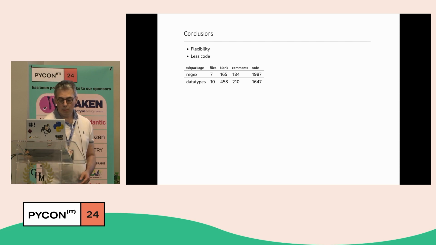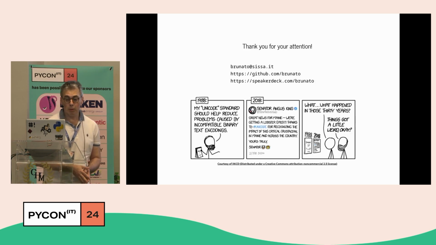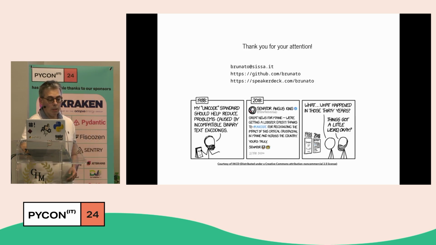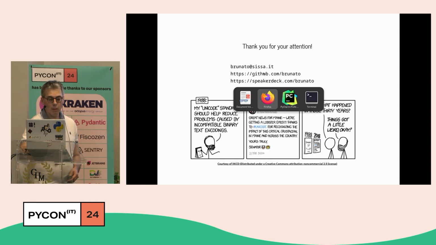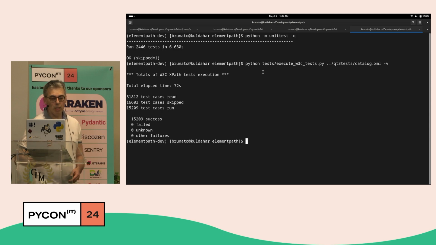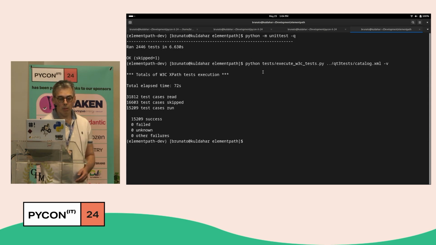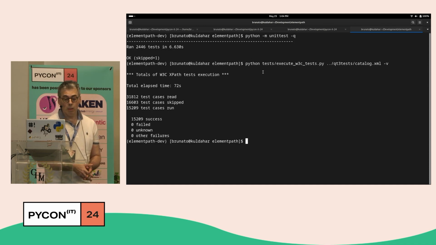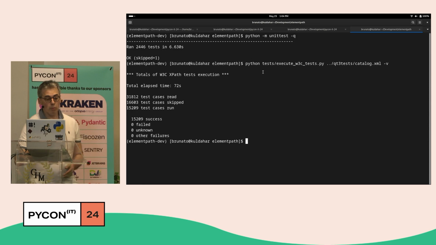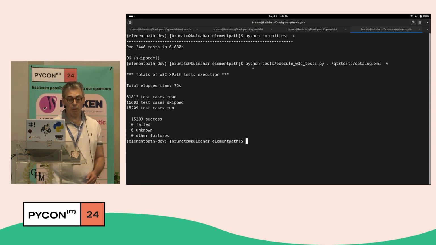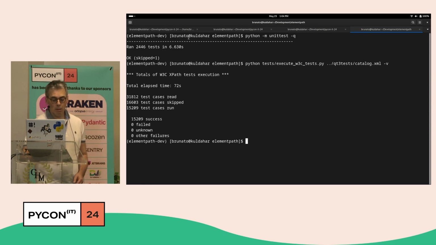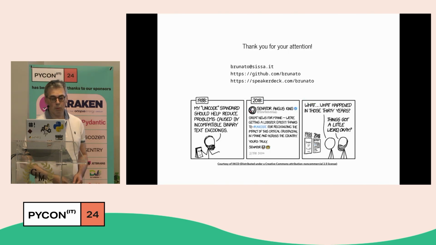I pass with this package. Thank you for your attention. Now the package supports about 50,000 tests of XPath 2, and then more for XPath 3 and 3.1. Okay, thank you for your attention.